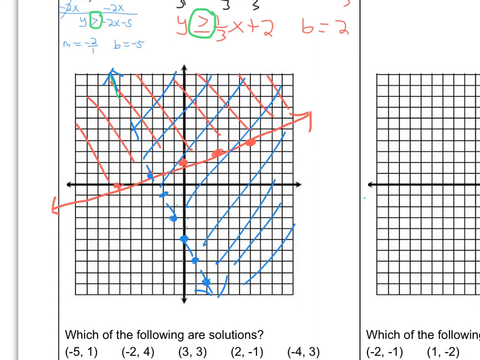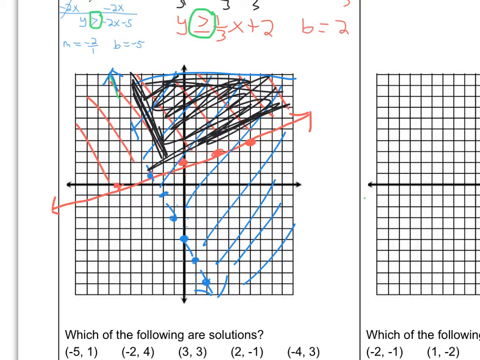Okay, so you see how the blue and the red intersect. All right, in this area here, so we're going to grab our pen or pencil and darken in just this section here. Just like that. Good. All right, perfect.